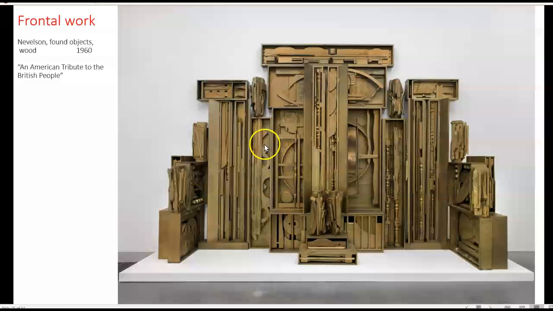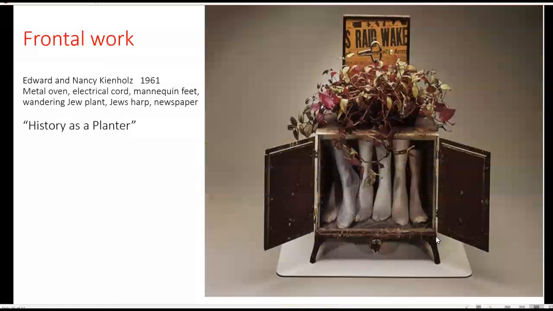But this piece is a little different from her normal work. You can see on the sides here are some projections, kind of wall pieces that come out. It's sort of like an encompassing altar or something. This is an American tribute to the British people. So anyway, this is seen as a frontal piece. It actually is not just close to the wall, but pieces are coming out, but it is meant to be seen from the front.